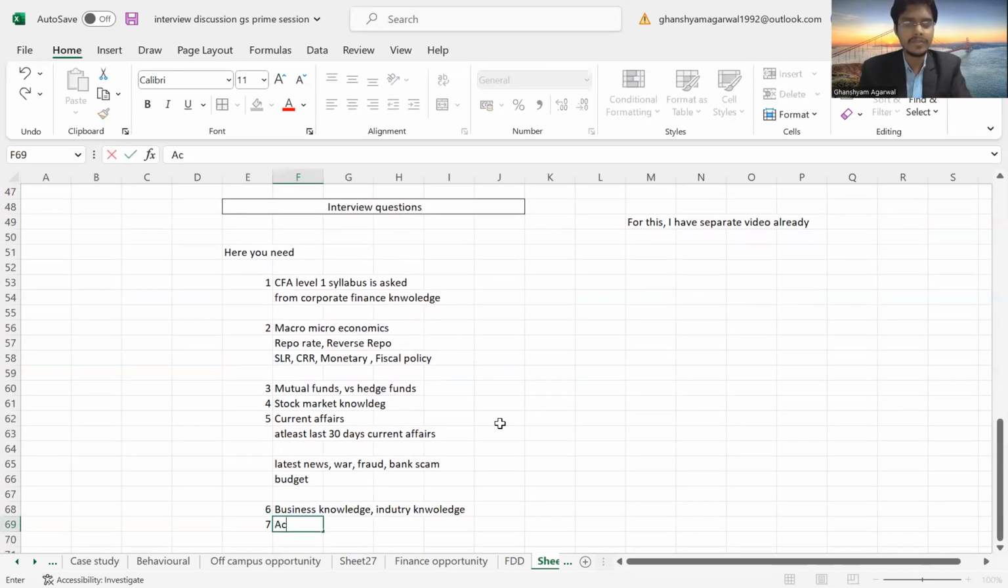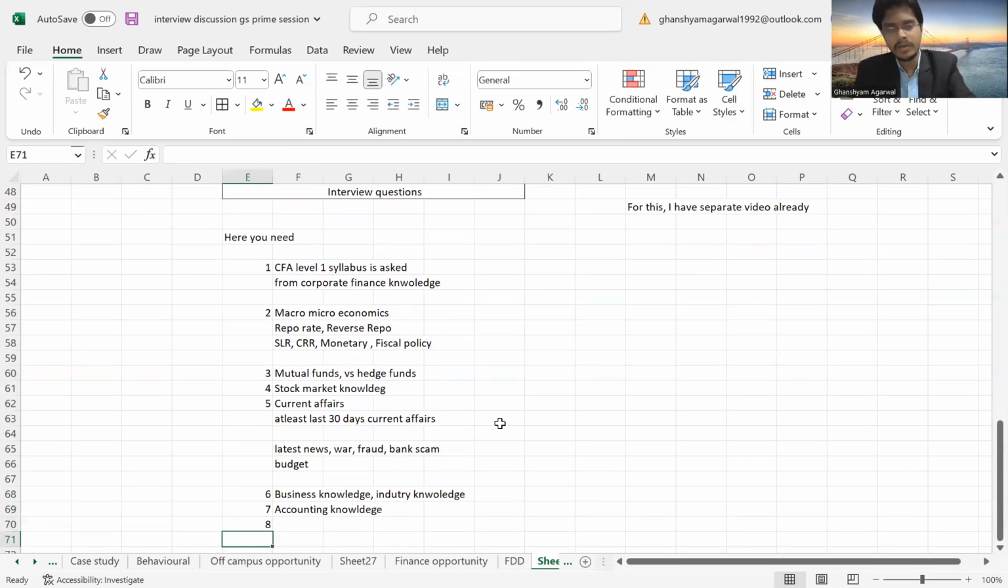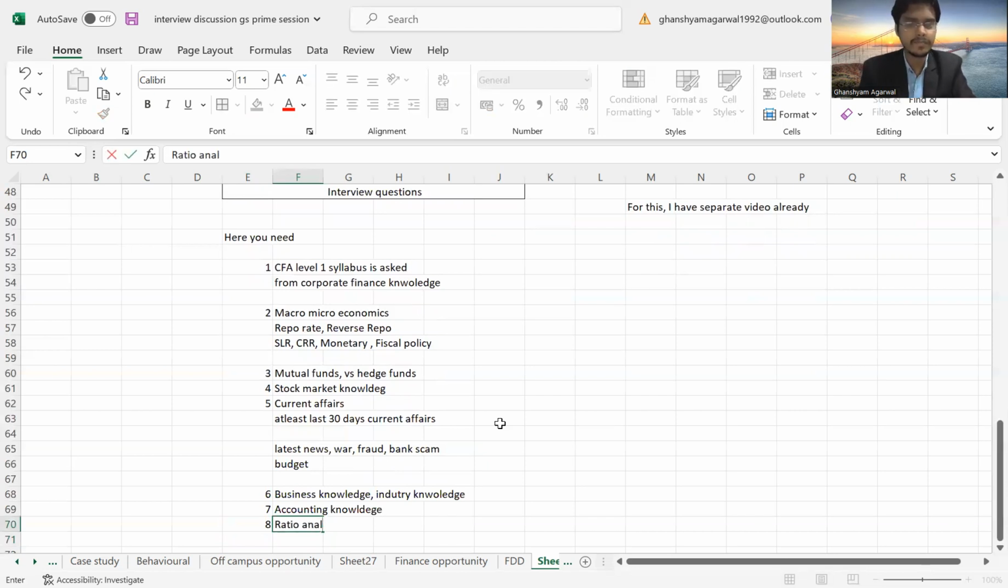Definitely accounting knowledge. There are a lot of things to be done out here that can be made into a separate video. Accounts, finance, ratios, analysis. There are a lot of questions that can be asked on this.